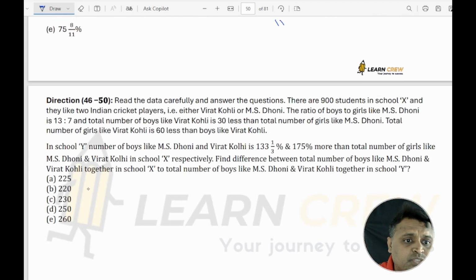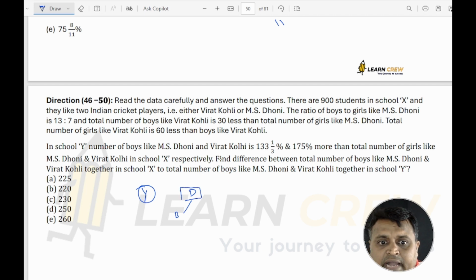Next. In school Y, the given data is about school X, and the question is asked about school Y. The number of boys who like MS Dhoni and Virat Kohli is 133.33% and 175% more than the total number of girls who like MS Dhoni and Virat Kohli in school X respectively. So in school Y, boys liking Dhoni are 133.33% more, meaning 233.33% of the girls in school X.